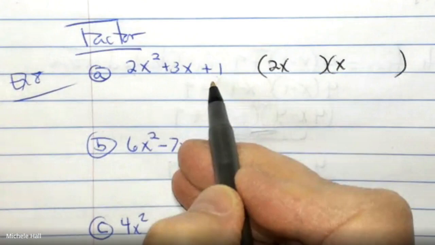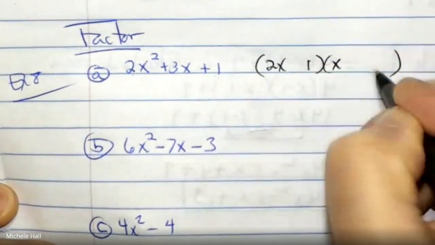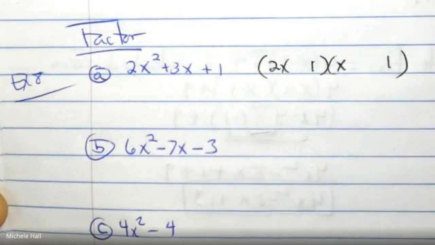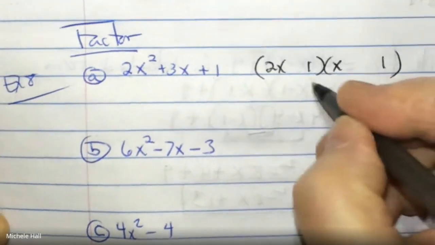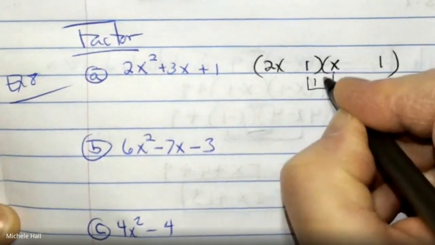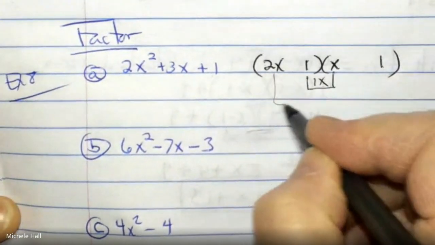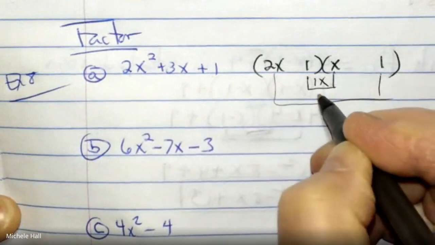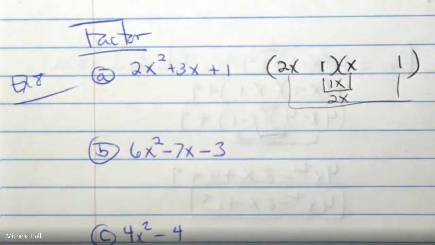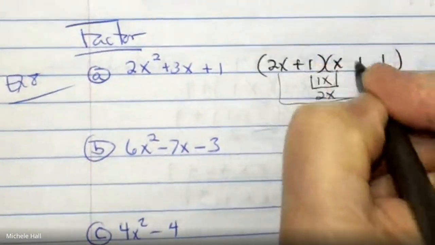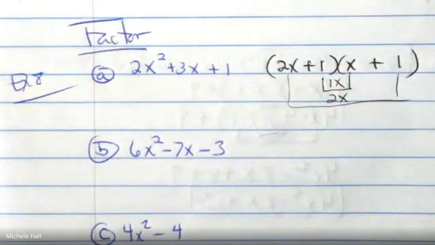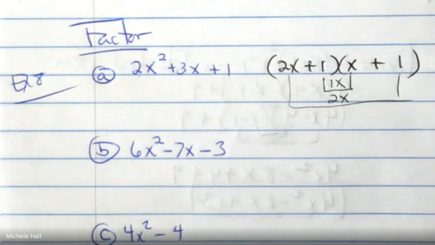And what times what equals 1? 1 and 1. Now I just need to look at what the signs need to be. I need to look at the inner and the outer to look at the middle term. The inner here, and I do this a lot as well, is 1x. Multiply it together so I can visually see it. And then 2x times 1 is 2x. Well, 1x plus 2x would be 3x. So it has to be less. It just says to factor. So I'm done factoring.